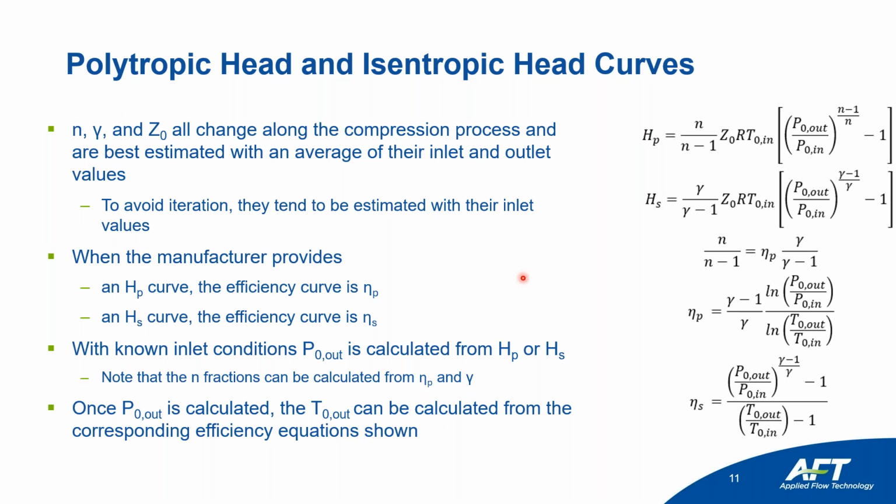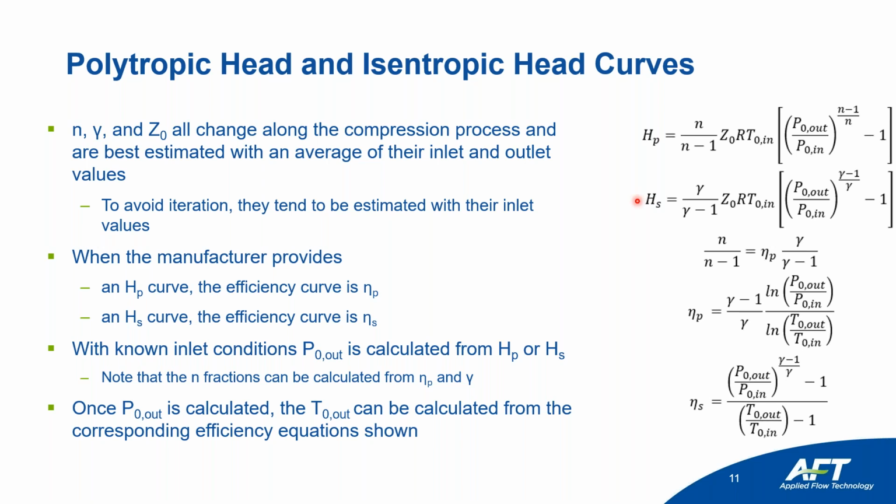You'll see that these equations mention the polytropic constant, gamma, and stagnation compressibility factor. And in reality, those all change along the compression process, right? As pressure and temperature increase, you would see a different ratio of specific heats, for example. You'd see a different compressibility factor.